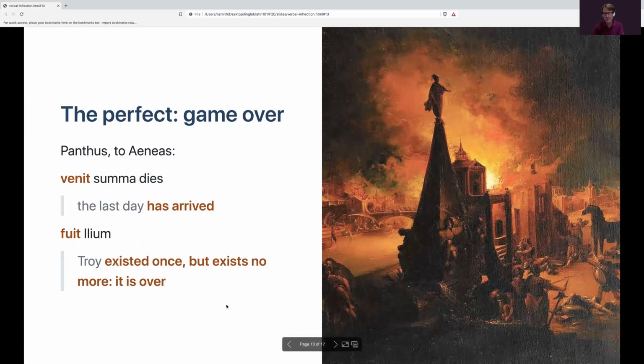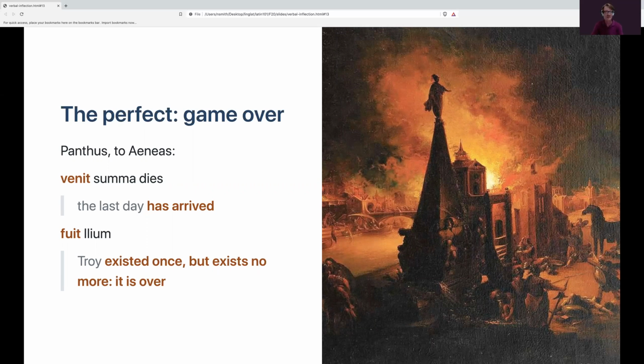And here I'm going to expand the translation I used before just a little bit. Troy existed, but in the perfect tense, which means it existed once, but it no longer exists. It is over. Now that's a very wordy and graceless way of translating fuit, but all of that is packed into Virgil's choice of the perfect tense in the verb form fuit. And this is one of the reasons it's so exciting to read Latin texts in the original, is we can see how much is packed into this language's forms of expression, and how much we would miss if we just translated was or existed.